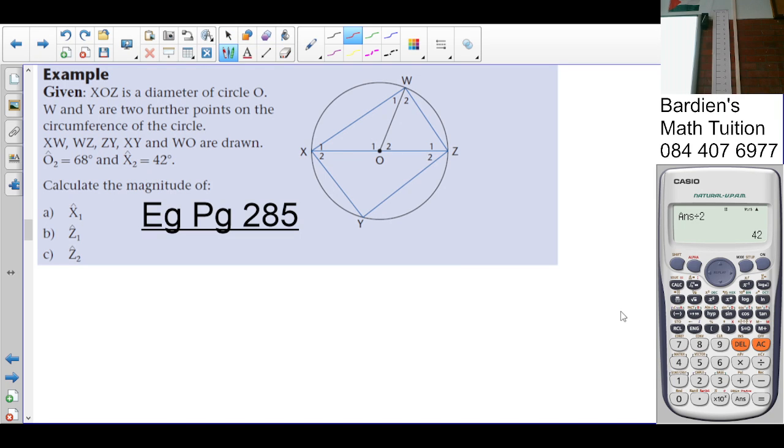Right. W and Y are two further points on the circumference of the circle. WX, WZ, YZ, XY, and WO are drawn. O2 is 68 degrees. So if this is your angle at center, there's twice your angle at circumference. Can you see that, people? So when you see the center, think of center. Angle at center is twice its circumference. Can you see that, people? Alright. Then we are told that x2, so let us put 68 in. x2 is going to be 42 degrees.